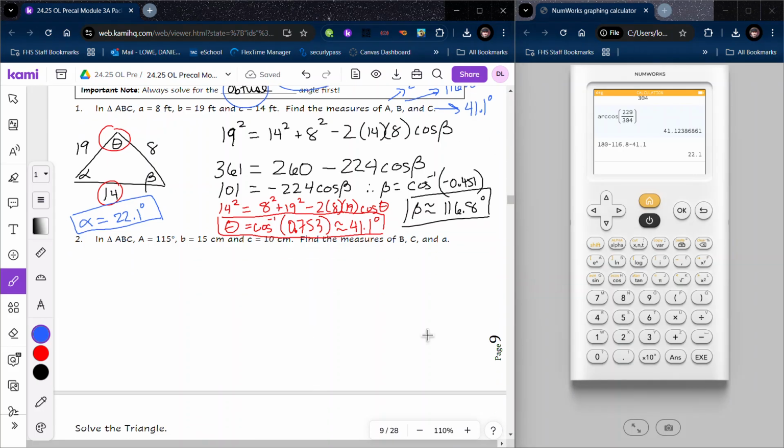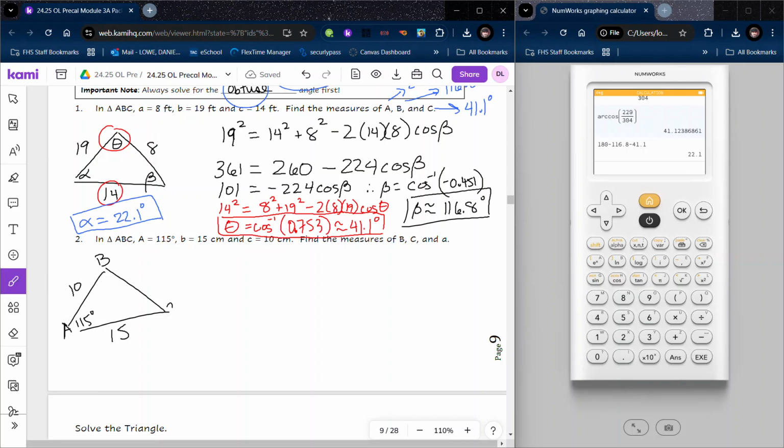Okay. Let's look at our next example. We have a triangle, good form. Always draw out your situation. I have 115 degrees, right? Side B, 15, side C, 10. So I'll call this B, I'll call that A, and I'll call that C. And so notice this is a side angle side. Therefore, I want to use that cosine rule.